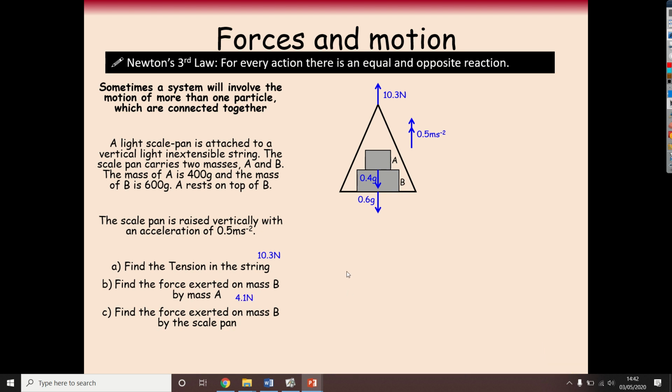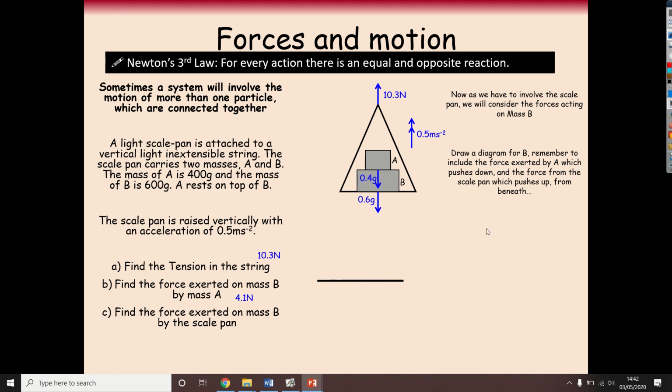Right, okay, force exerted on mass B by the scale pan. So now we've got this extra force that adds to our diagram for mass B. So let's draw that again. Diagram of B weighing down the scale pan. 0.6g is the weight of the block, but then there's also this other force acting downwards from the previous part of the question, okay, 4.1 newtons. And then there's a force acting on B by the scale pan. That's the thing that we want to work out. We don't know what it is yet, so we're going to call it S because we used R in the previous question. And then finally acceleration as well.